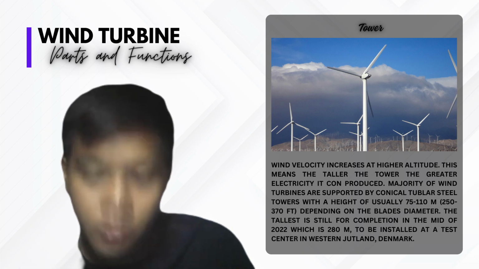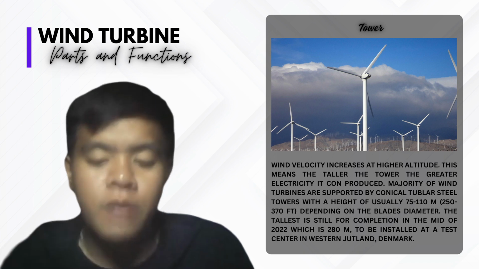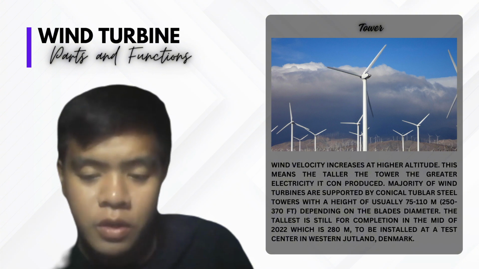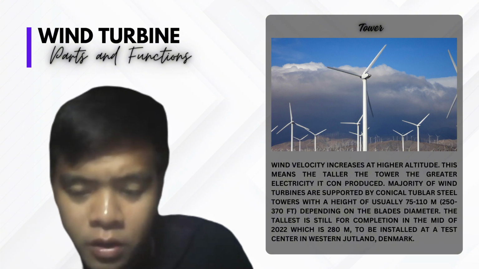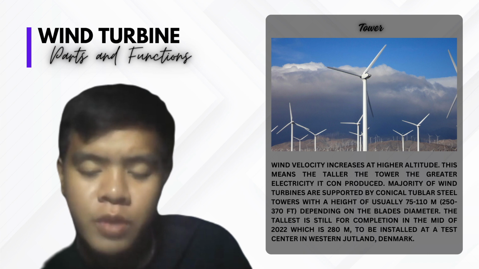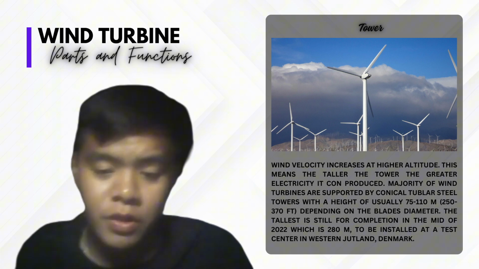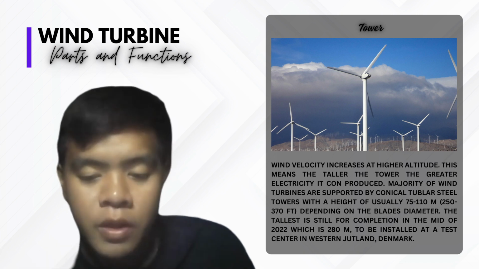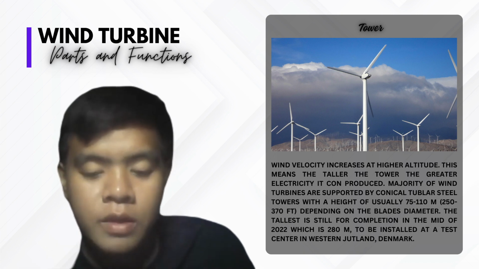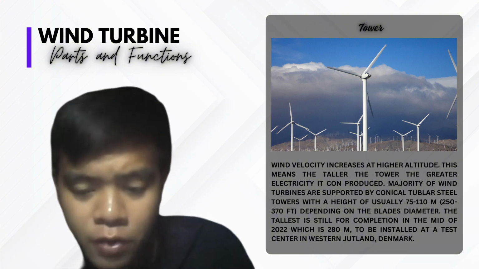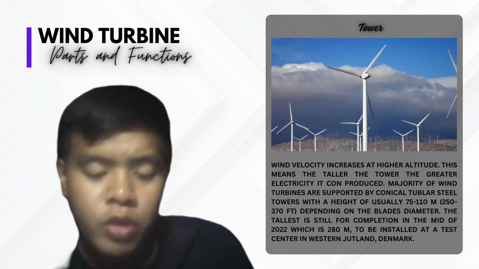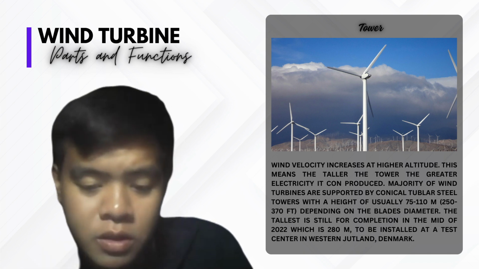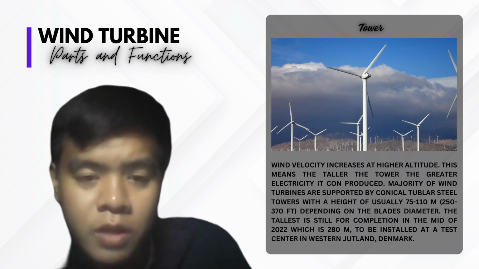This means the taller the tower, the greater electricity it can produce. The majority of the wind turbines are supported by conical tubular steel towers with a height of usually 75 to 110 meters or 250 to 370 feet, depending on the blade's diameter. The tallest, still awaiting completion in the middle of 2022, is 280 meters, to be installed at the test center in Western Jutland, Denmark.